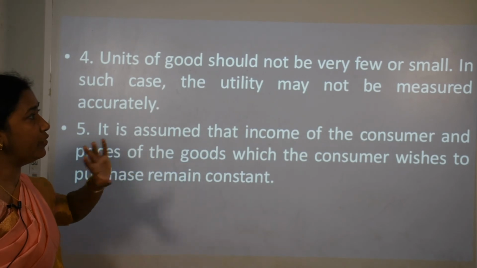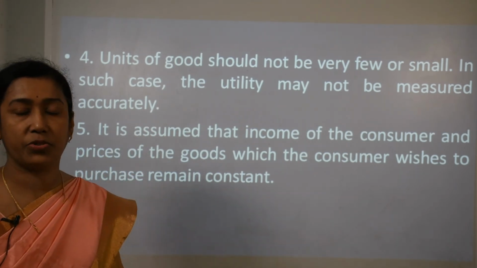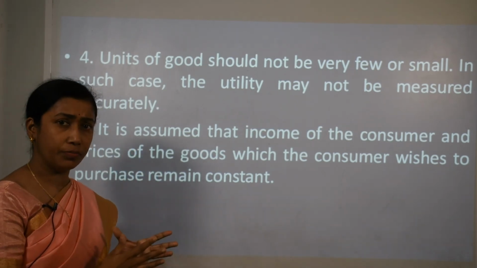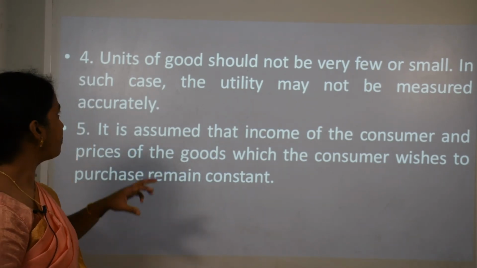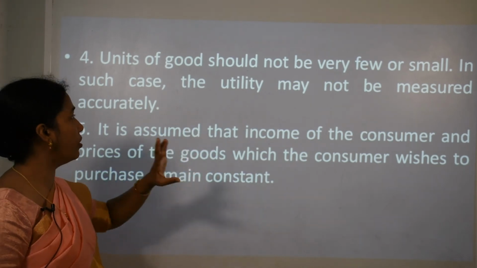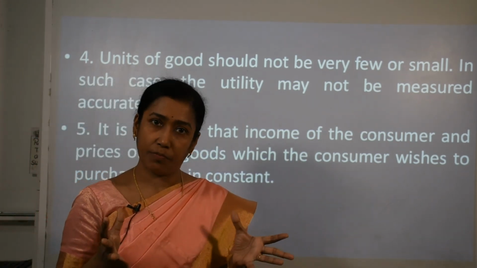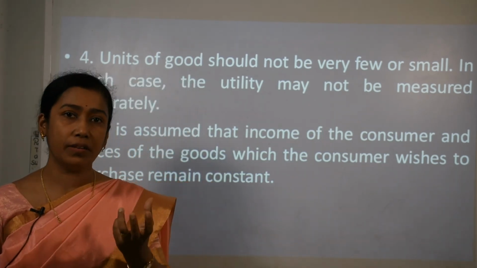Units of goods should not be very few or very small. One more assumption is that the units of goods should not be very few or should not be very small. In such cases, the utility may not be measured accurately. In such a case, we cannot measure the utility properly. So it must be some reasonable quantity.